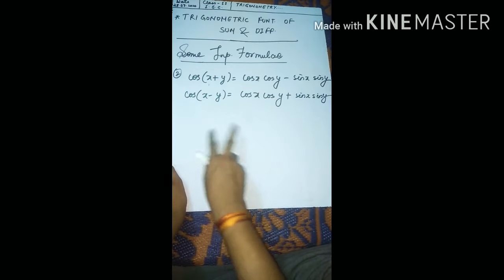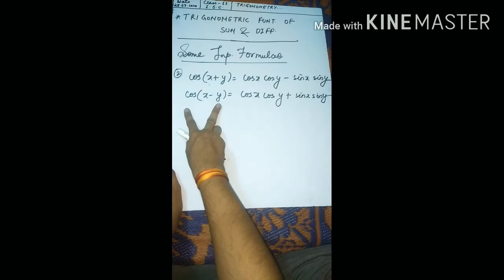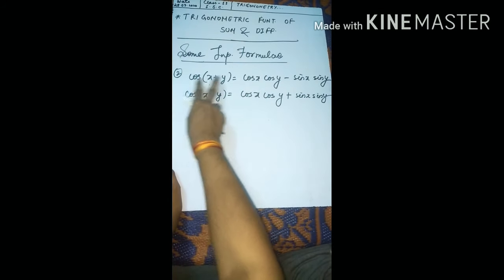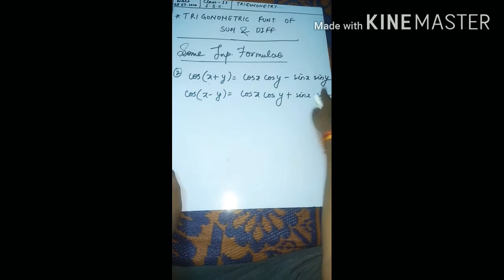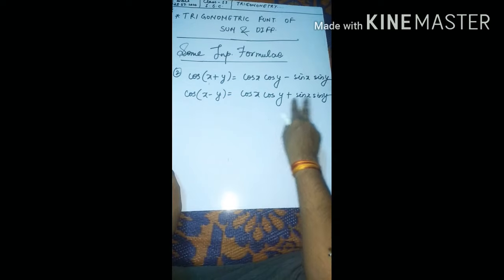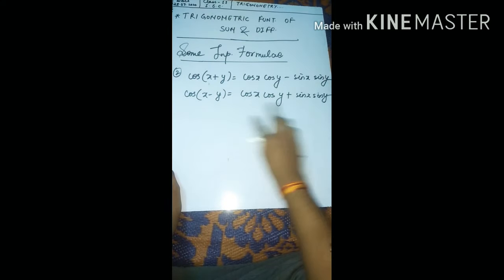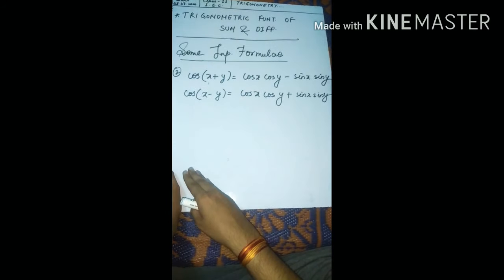Alright, now let us come to the second important formula, of cos. As we have the identity for sin(x plus y), we have cos(x plus y) and cos(x minus y) also. So the cos(x plus y) identity is cos x cos y minus sin x sin y, and the cos(x minus y) identity is cos x cos y plus sin x sin y. Now you know how to verify this identity. Take one example as we have taken in the previous one.